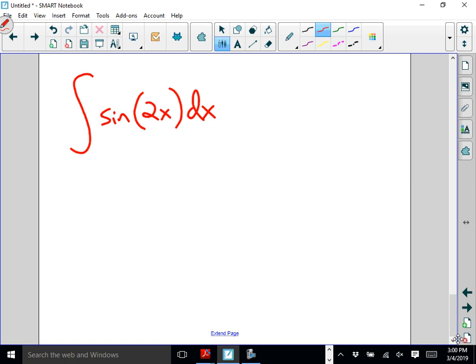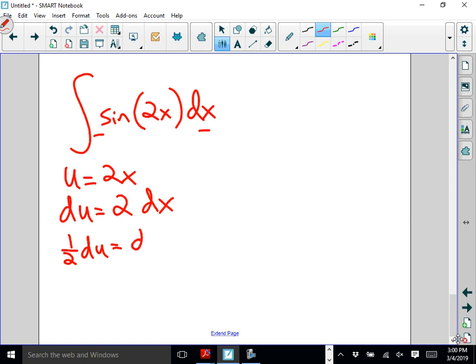So watch what's going to happen. I'm going to let u equal 2x, du then equals 2 dx. Again, I'm just multiplying that dx over. I don't have 2 dx in my problem. I have 1 dx. Well, what can I multiply 2 by to get 1? Well, my adjustment is going to be multiplying by a half. And now I make it match.